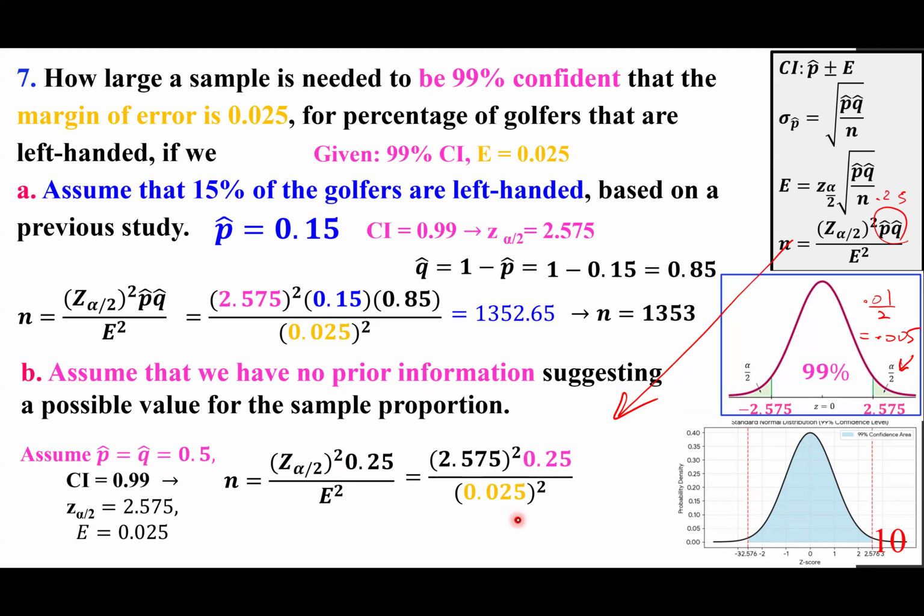2.575 squared times 0.25 over 0.025 quantity squared gives you this one. And as I mentioned, we round up. This is 0.2, it doesn't matter. This rounds up to 3 because this is the minimum size n we need. So we have to have a discrete value, a whole number. We take it up, 2653. As I mentioned, always round up, always. Again, in between here, it's the confidence interval. Those are the two tails.